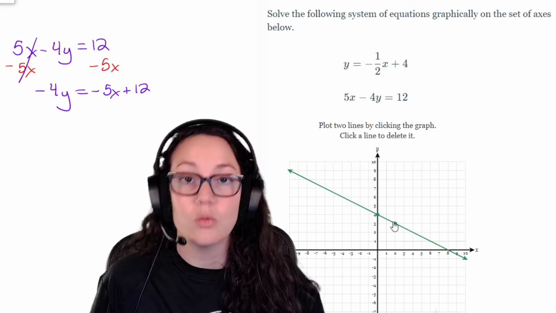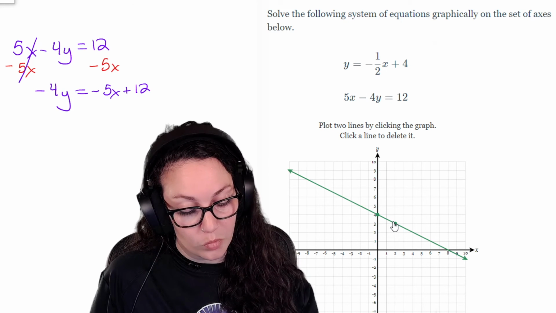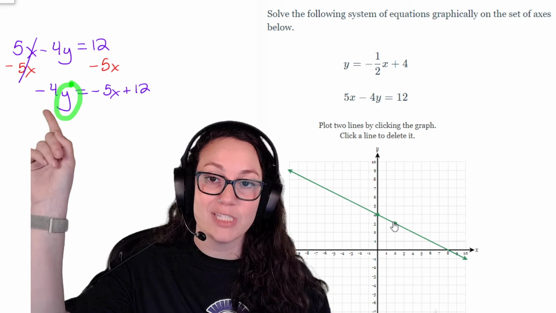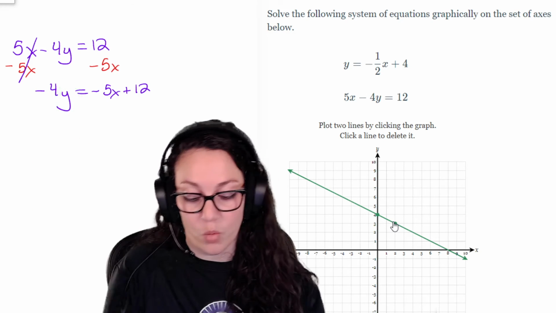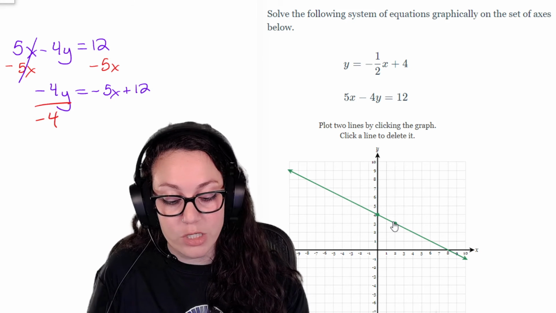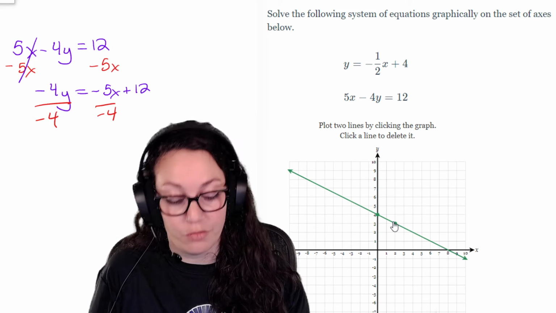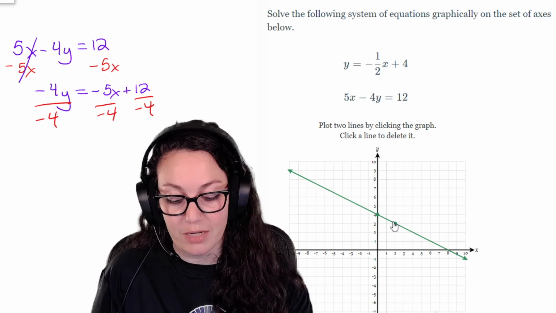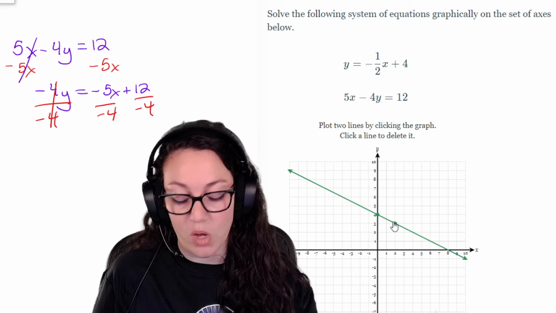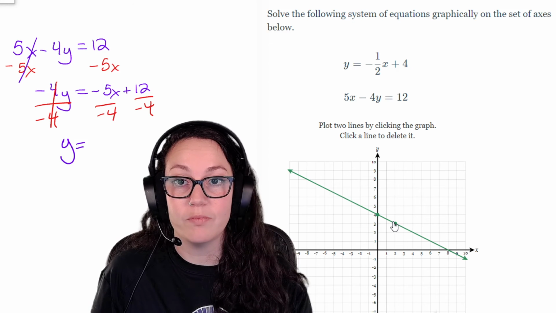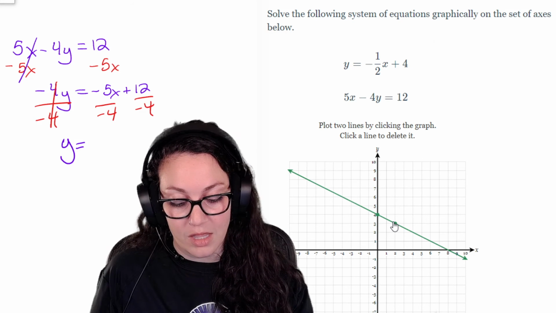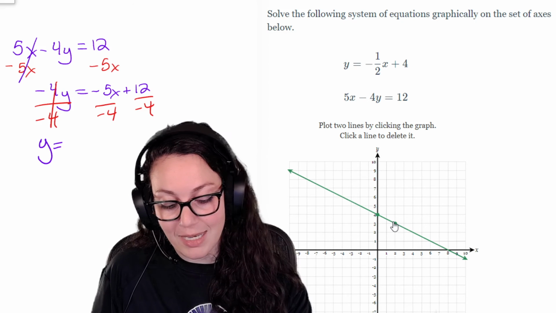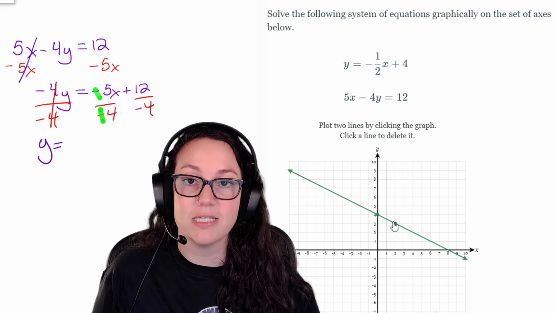We need one y by itself. So to isolate this y, I need to divide by its coefficient, which in this case is negative 4. I'm going to divide every term by negative 4. So negative 4 divided by negative 4 is 1. So that gives me my 1y. Then negative 5 divided by negative 4. Well, a negative divided by a negative is a positive.